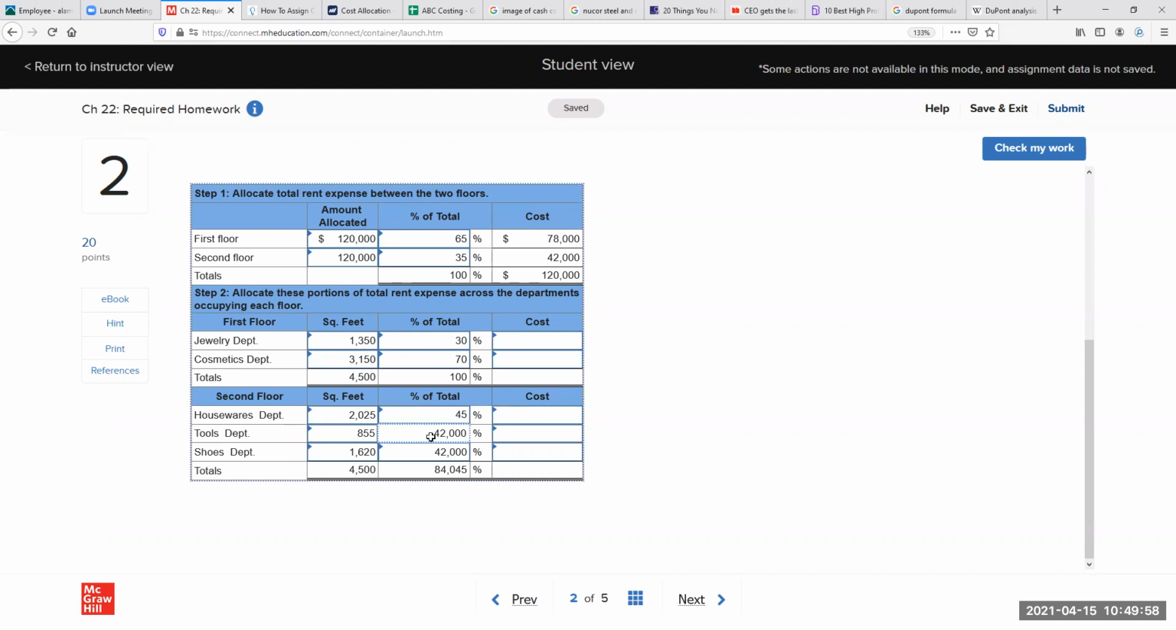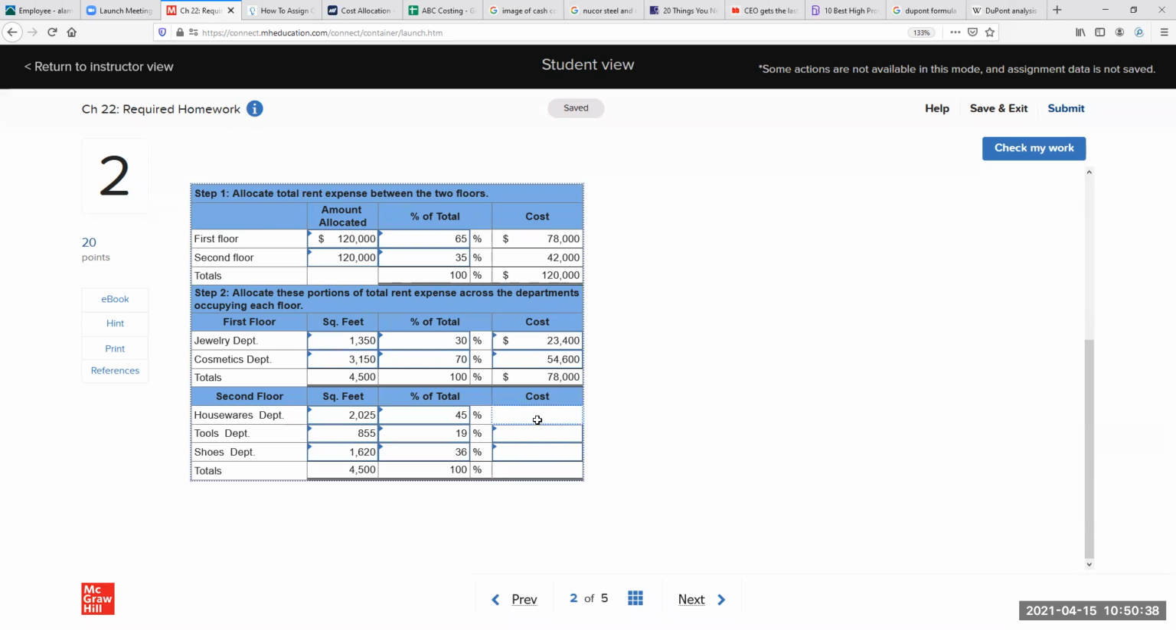And this is 855 divided by 4,500, which is 19%. And then this is 1620 divided by 4,500. So this is 36. So they better all add up to 100. So then now take the cost. 78,000 times the 0.7 is 54.6. And then this means this has to be 23.4. And they have to add up to the allocation.